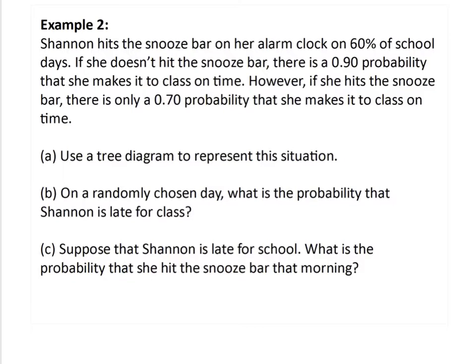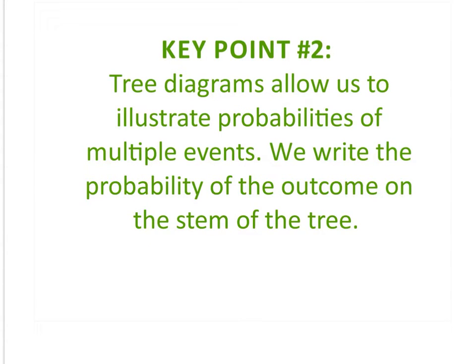It says, Shannon hits the snooze bar on her alarm clock on 60% of school days. If she doesn't hit the snooze bar, there's a 90% or 0.9 probability that she makes it to class on time. However, if she hits the snooze bar, there's only a 0.7 probability or 70% chance that she makes it to class on time. Part A says use a tree diagram to represent this situation.